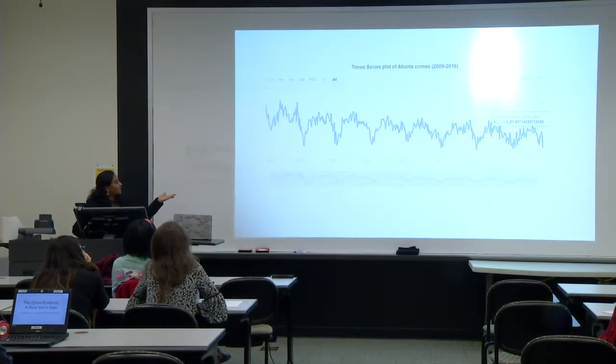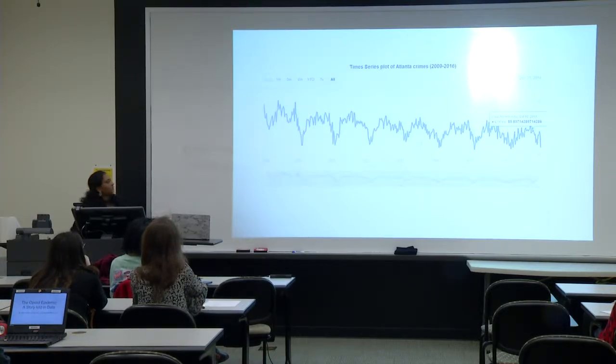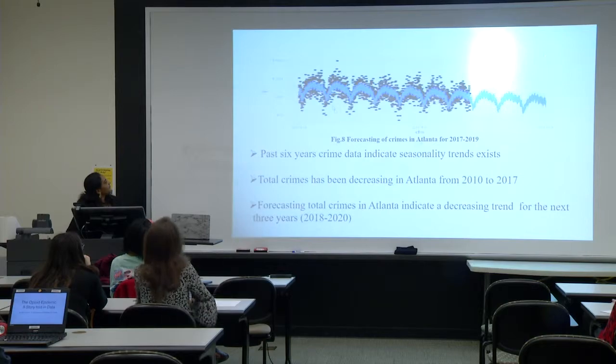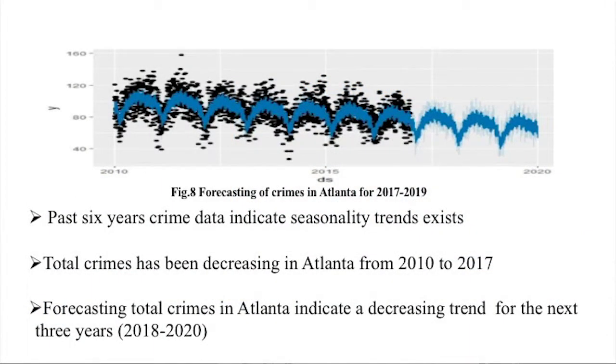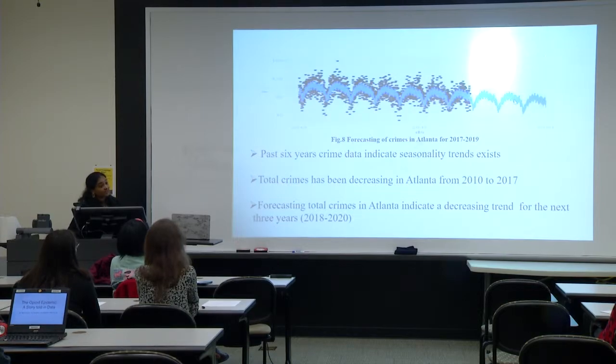There may be several predictive technologies available right now in police departments, or they might be hiring data scientists like us to better analyze their data. Whatever the reason, the crime is decreasing in Atlanta from 2009 to 2016. So I have taken the data and tried to forecast how the crime would be for the next 3 years. It would be a similar pattern. The crime is going to decrease for the next 3 years too.